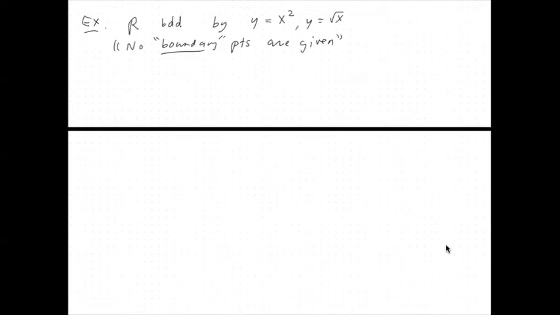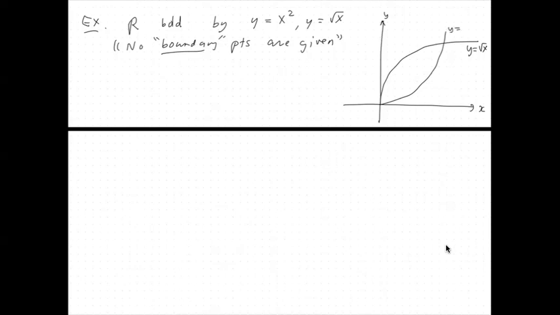It's just a not so formal term. Boundary points are given. So what you will do, of course, is to graph these equations, I mean, these curves. So let's graph this. This is your y-axis, your x-axis, and then the graph of x squared is just this. The graph of square root of x is just this. This is y equals square root of x. This is y equals x squared.